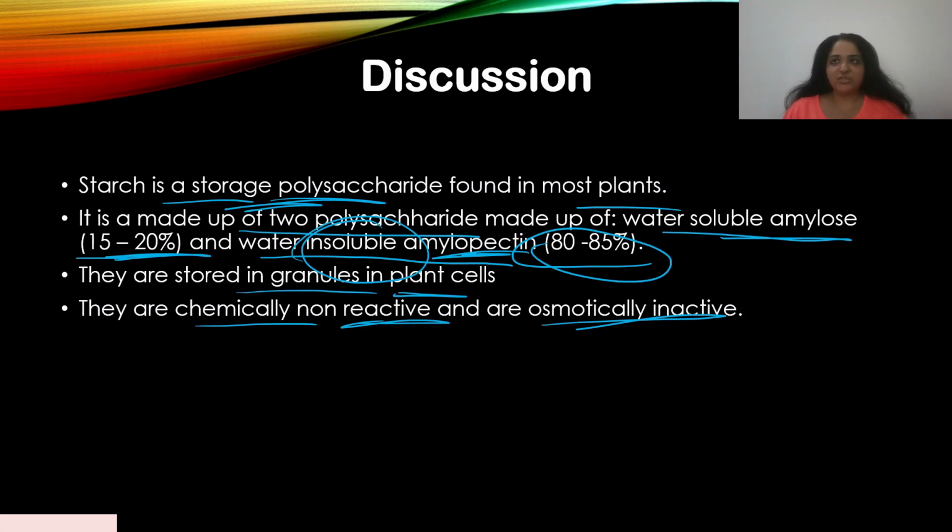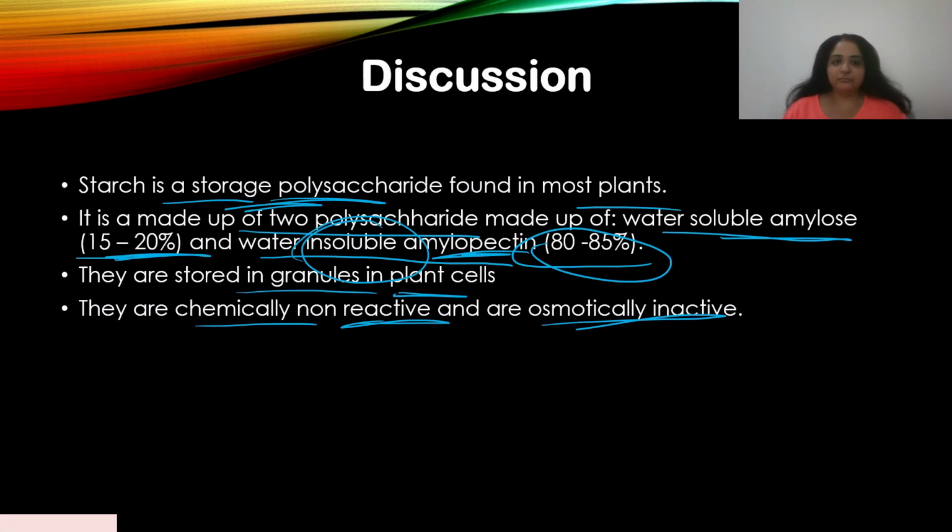Even when we discussed glycogen, I think previously in one of my lectures, it has similar properties. Glycogen is also known as animal starch. So that is a good storage material in animals, whereas starch, also known as plant starch, has properties that are good for storing energy or polysaccharides in plants. Like glycogen is good for animals, the properties such as being chemically non-reactive and osmotically inactive are good for glycogen. Similarly, it works for starch in plants.